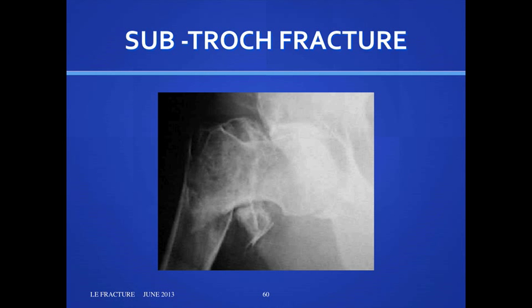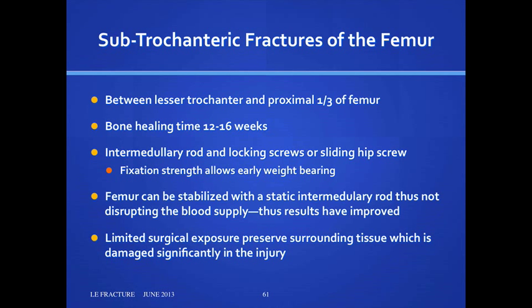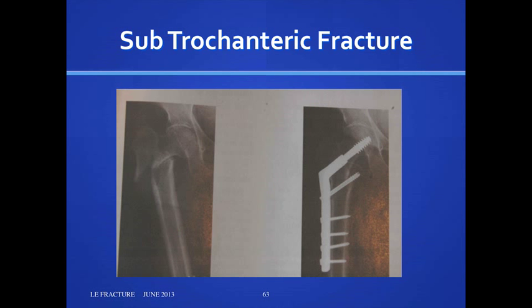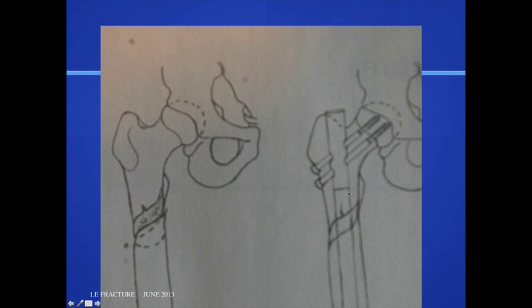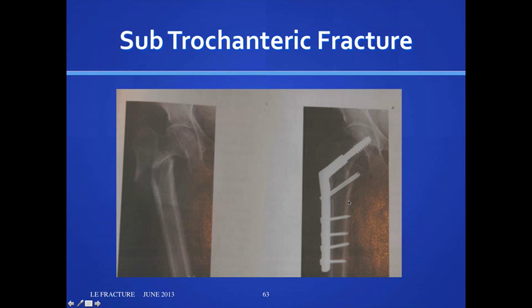Now we move distally to subtrochanteric fractures, okay? Again, between the lesser trochanter and the proximal third of the femur. Bone healing, 3 to 4 months again. An intramedullary rod, locking screws, or sliding hip screws are usually used. There's limited surgical exposure to preserve surrounding tissue, which is damaged significantly in the injury. So it has some technically challenging concerns. And you can see the areas of fracture and the areas of fixation, again, with compression screws pulling the areas together.